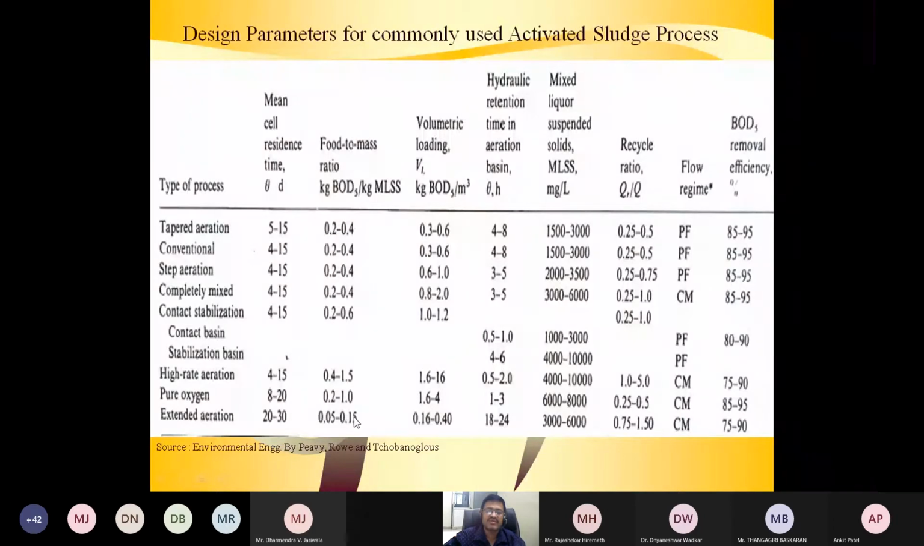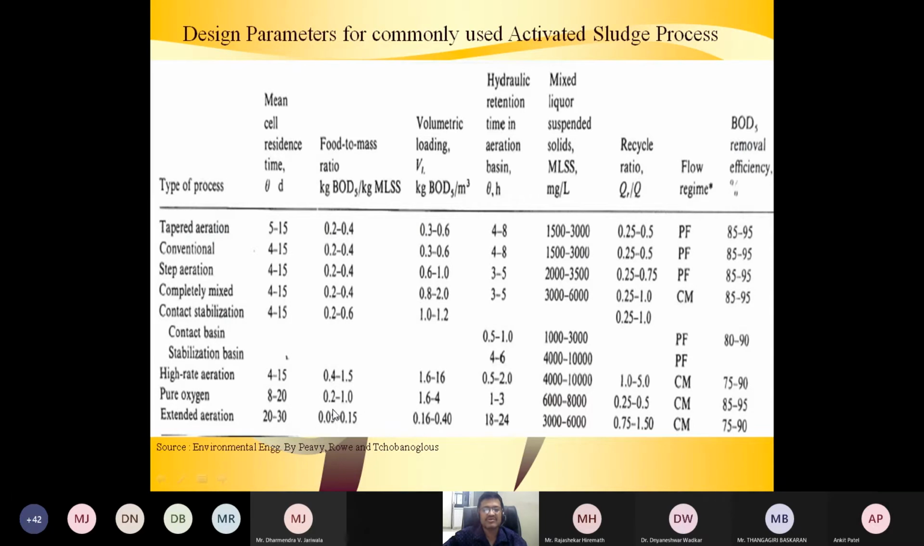So this food by microorganism ratio becomes less, because the food becomes very less. The microorganisms reach up to 3000 to 6000. MLSS will become 3000 to 6000. Here you see MLSS is 1500 to 3000, and here the MLSS is 3000 to 6000. Why? Because it is there for 20 to 24 hours. So the bacteria will increase. It will consume all the organic matter, but the food will decrease.